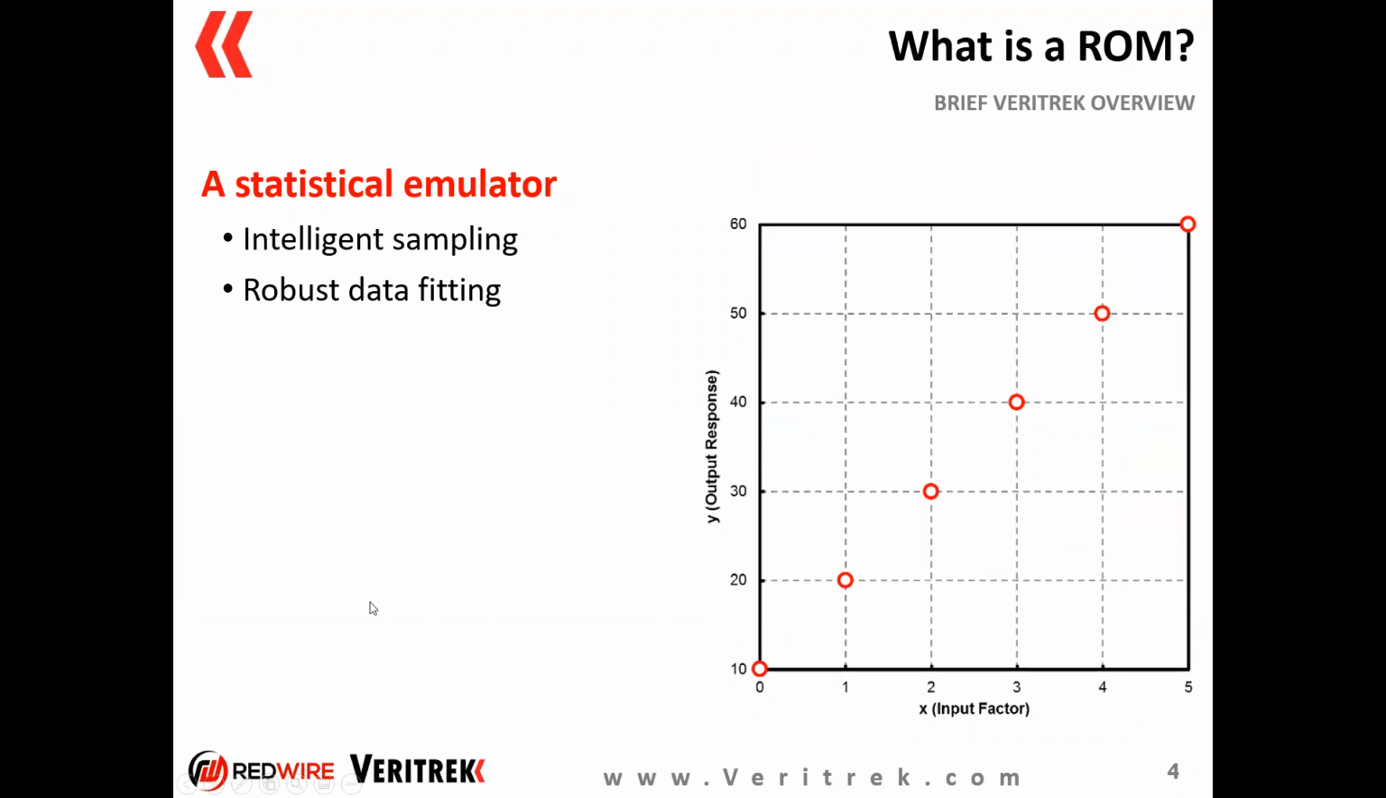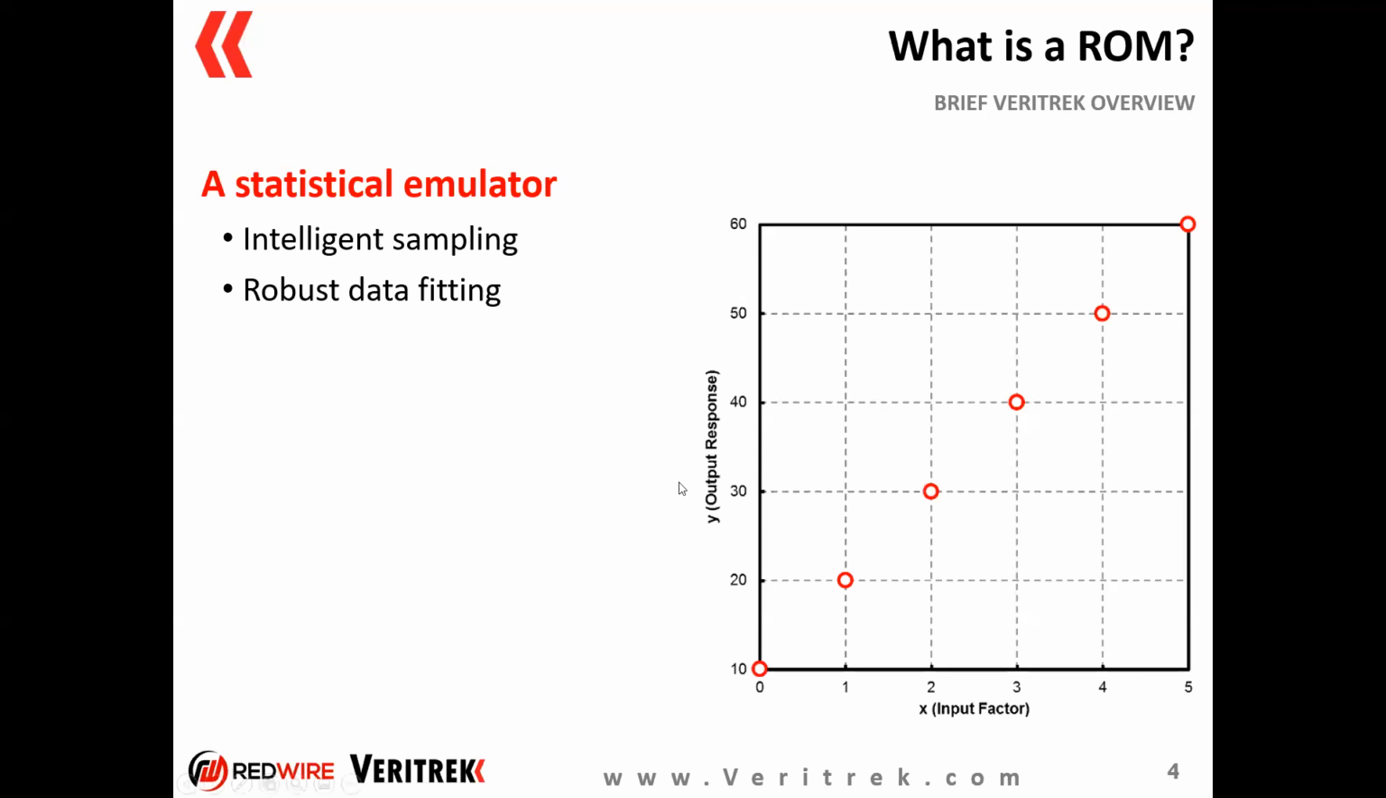In a lot of cases, reduced order modeling is based on reducing node count. That's not what we're doing here. We're actually doing intelligent sampling and then robust data fitting. So we have a very simple example. Imagine you have a Thermal Desktop model. You have an input factor of interest, let's say a heat load, and you want to track an output response.